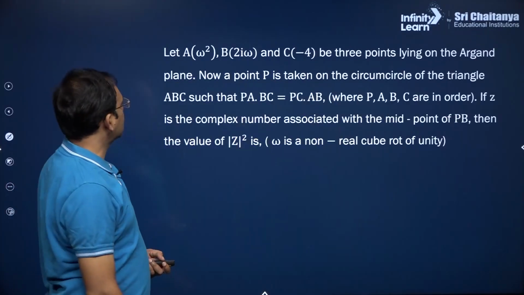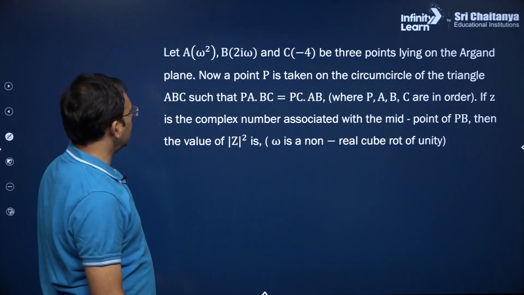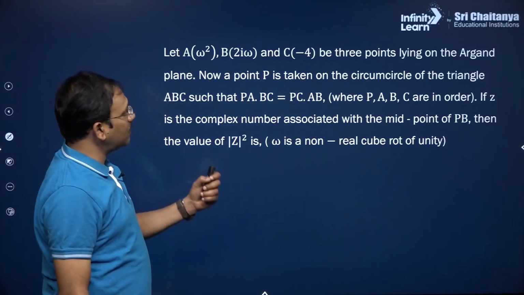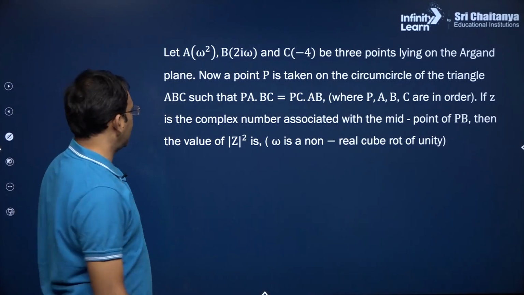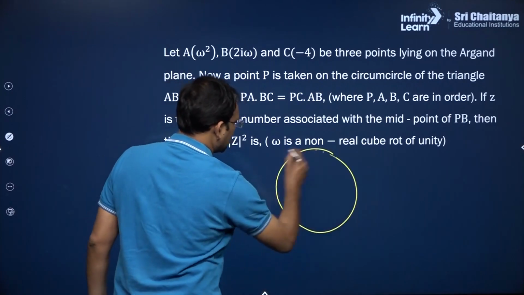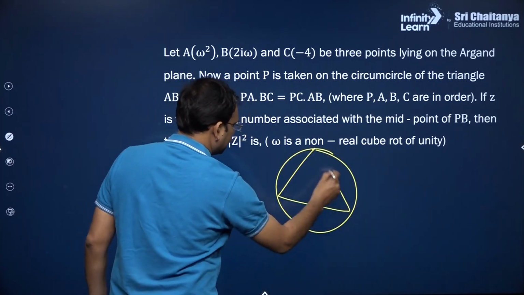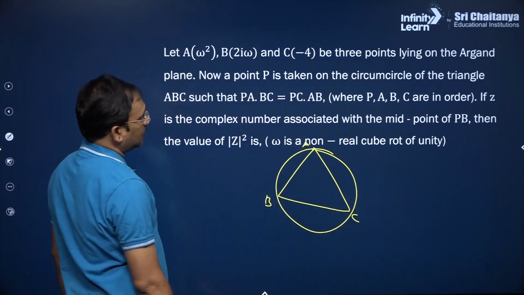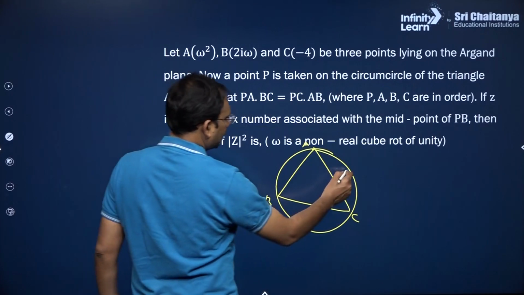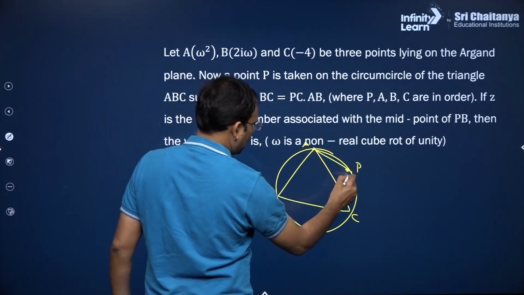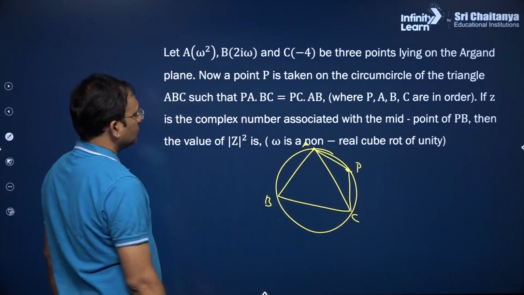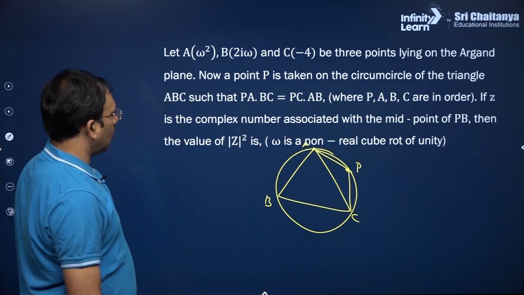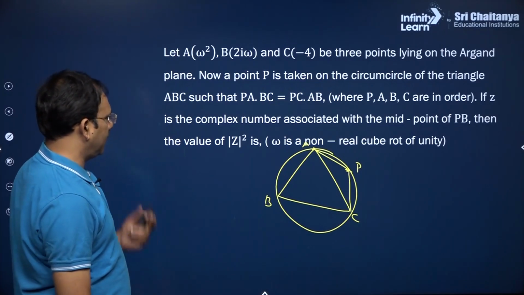Okay. Next, this is a complex number related question. A, B, C are 3 points lying on the argand plane. Now a point P is taken on the circumcircle of triangle ABC. Suppose, my dear friends, this is the circumcircle of triangle ABC. Say A, B, C, and P are in order. Suppose P is here, my dear friends. Okay. Now, P, A, B, C says that PA dot BC is equal to PC dot AB. Okay, right.